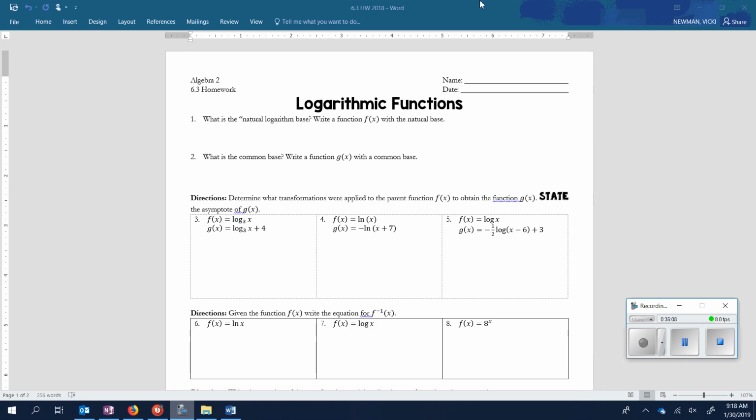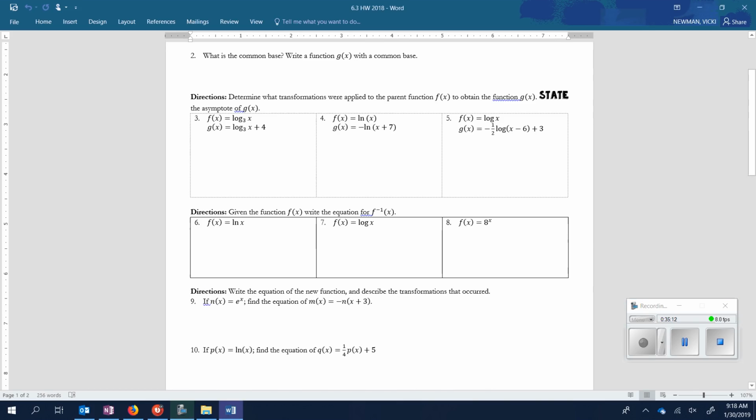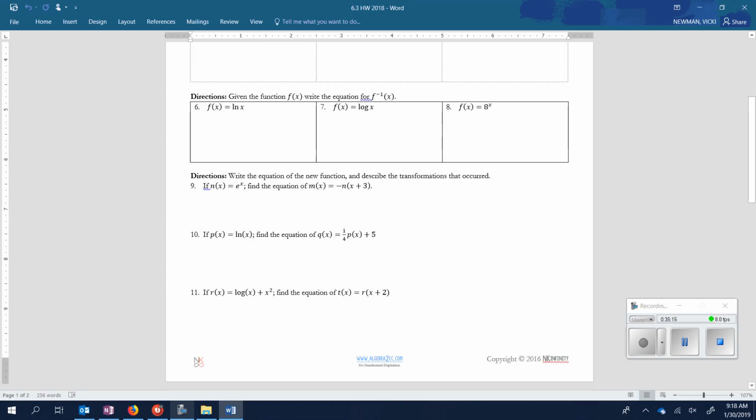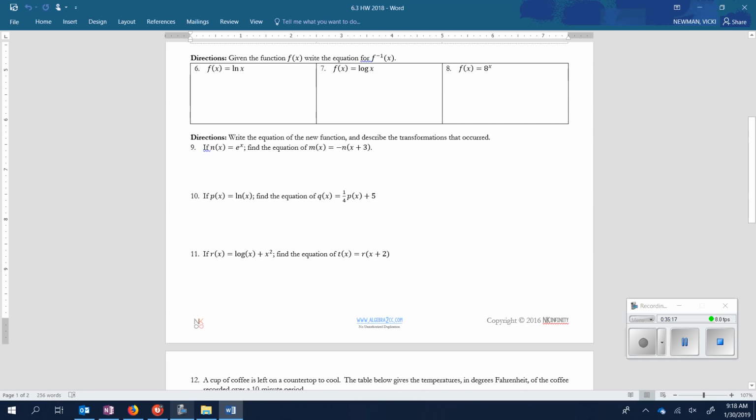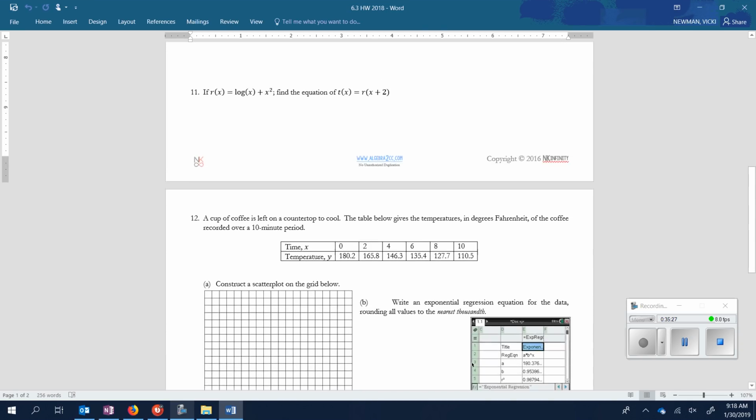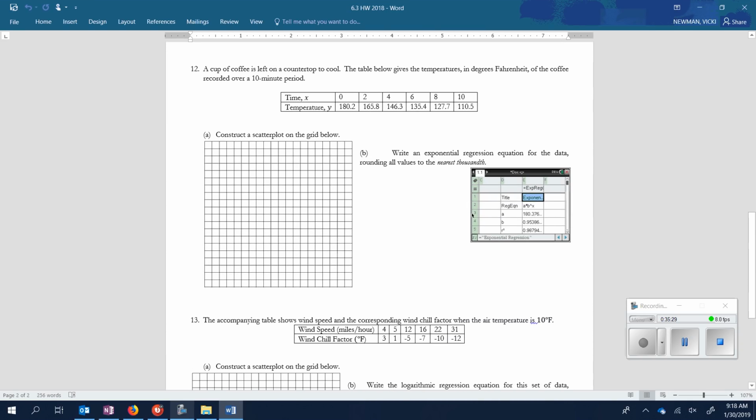All right, so your homework should be pretty straightforward. It follows the notes pretty closely. Make sure you do a nice job with 9, 10, and 11. You really want to focus on making sure you remove the x and then replace it with what is being subbed in the parentheses. On the back side, you are constructing scatter plots, so make sure you have a good scale.